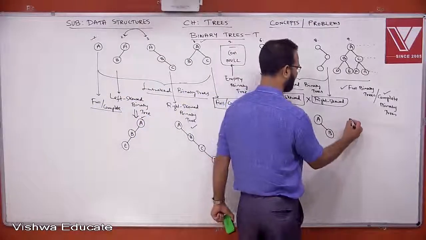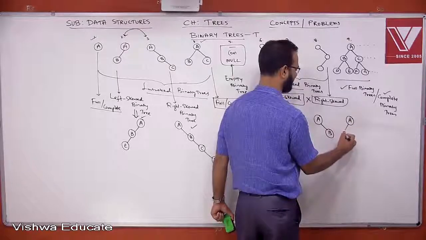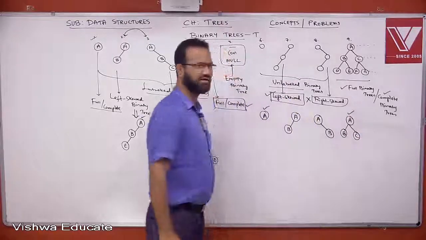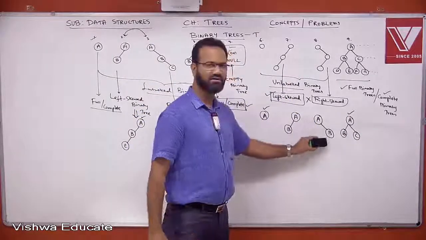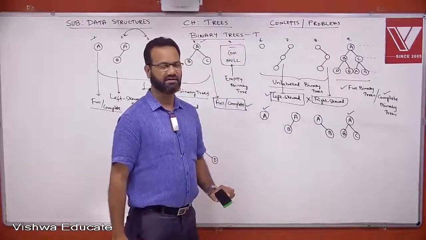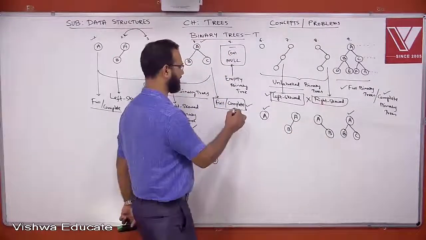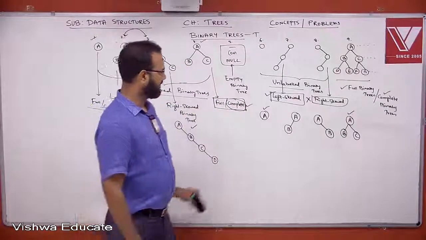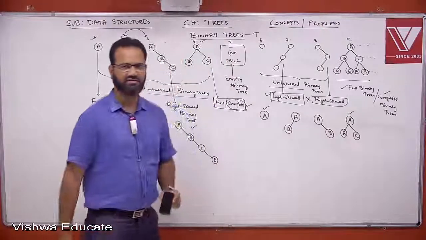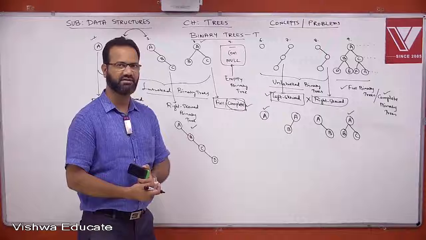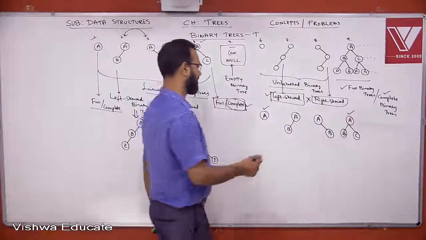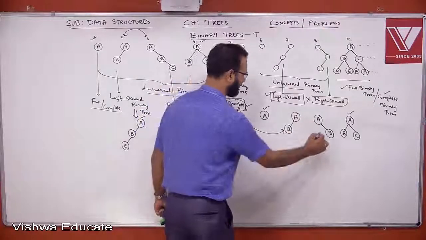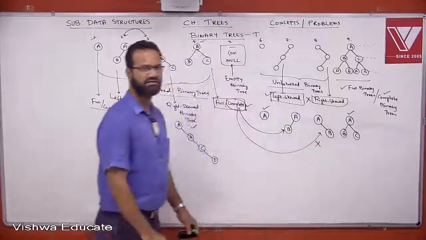Then if I have both the nodes, say B as well as C, then only this one is forming a full binary tree. Neither among these is a full binary tree. But coming to one more type, between full and complete, let us concentrate on complete. Among these two, is there any one which is a complete binary tree? Yes, this one is a complete binary tree, whereas this one is not a complete binary tree.